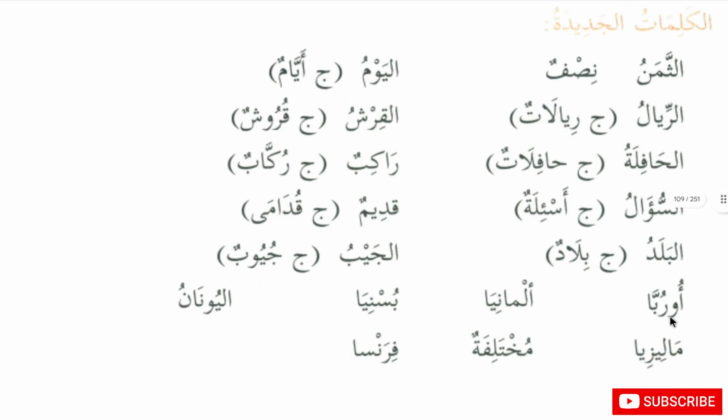a day or the day. Ayyam, days. Riyal, riyalat. Hafila is a bus. Hafilat, buses. As-suwal, as'ila, plural. Questions. Balad, bilad, countries. Urubba, Europe. Almania, Germany. Bosnia. Al-Yunan, Greece. Malaysia, مختلفة, different, feminine. France. We'll stop here and continue in the next lesson.